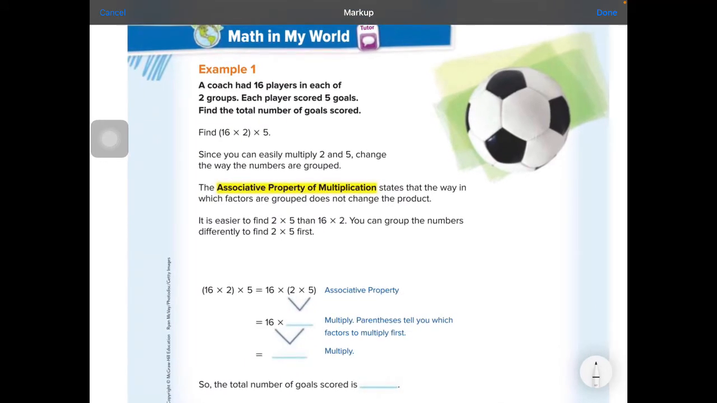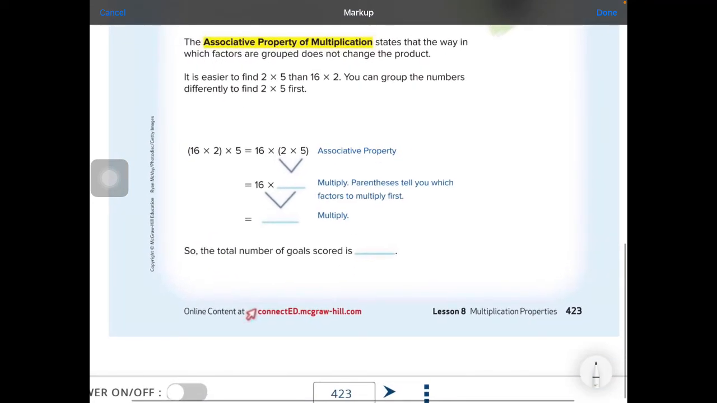Let's begin. A coach had 16 players in each of two groups. Each player scored 5 goals. Find the total number of goals scored. And here's how they put it together: 16 players, 2 groups, 5 goals. You can easily multiply 2 and 5 and change the way the numbers are grouped. This is called the associative property.